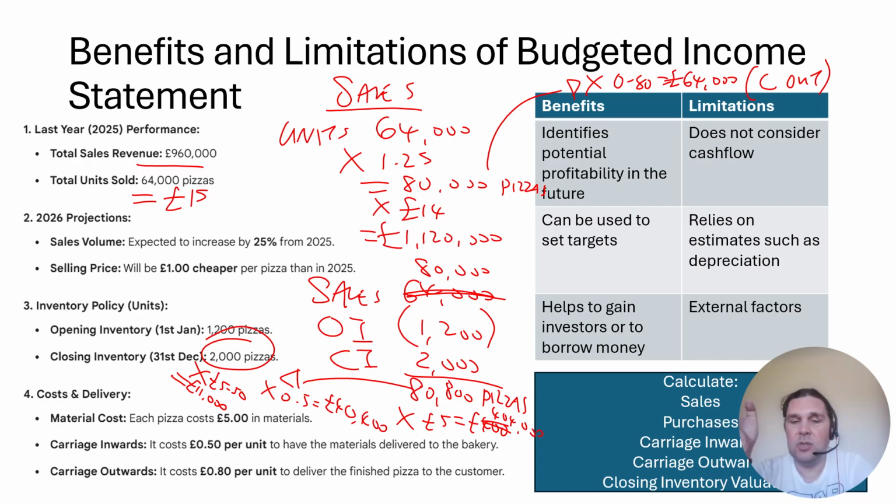However, income statements have nothing to do with cash flow. Businesses close because they run out of cash. There's lots of estimates, such as depreciation, such as the amount we sell, that could be wrong. And external factors mean our actual performance could be very different. I mean, we look at political factors, we look at competitive factors. There's so many different things that could change it. But budgeted income statements, really good little question. You just got to be step by step.